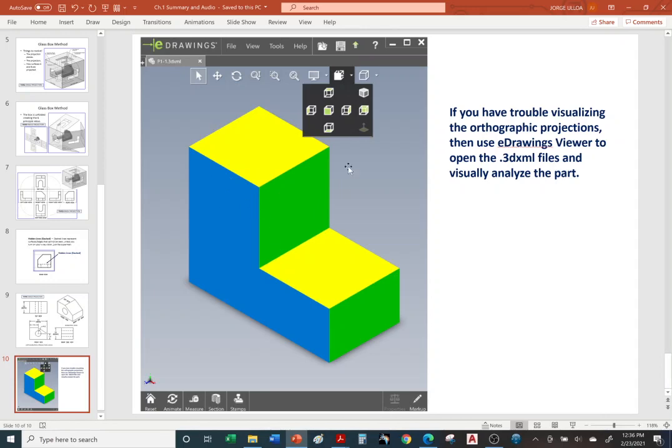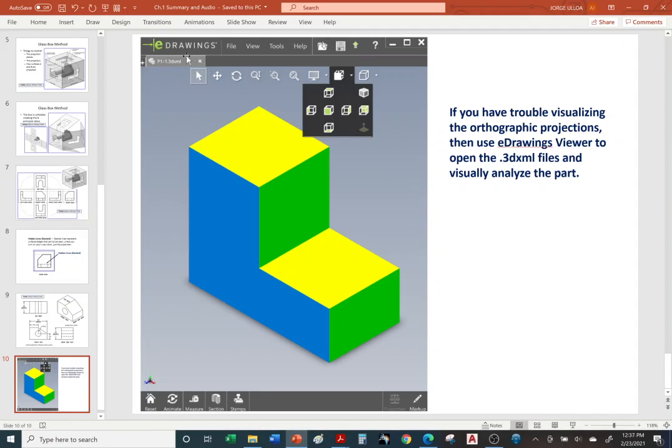And the 3D model, you can rotate it. You can ask for the front view, side view, bottom view, and so on. And it'll orient itself. It'll rotate itself and give you the front view, side view, top view, left side view, bottom view, etc. For this handout, we're only going to be doing a front, top, and side view. Okay, so I will create a second video on how to use eDrawings.